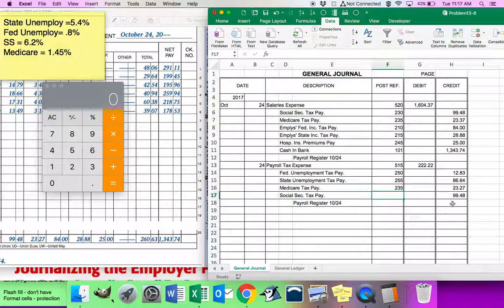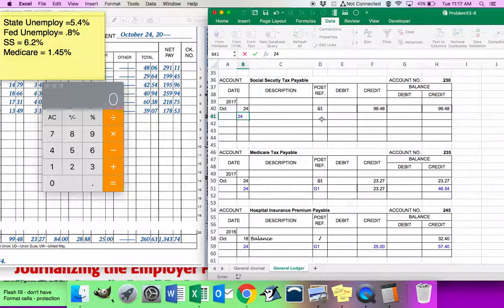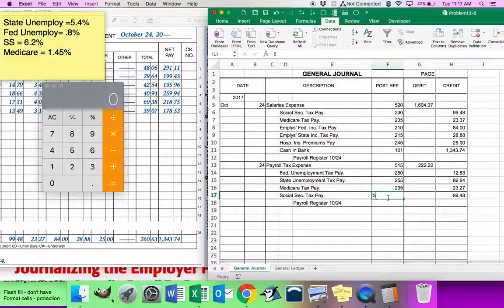Okay, so now let's go post our Social Security tax payable. Hit enter. And we have now posted those transactions as well. If you have any questions, please let me know.